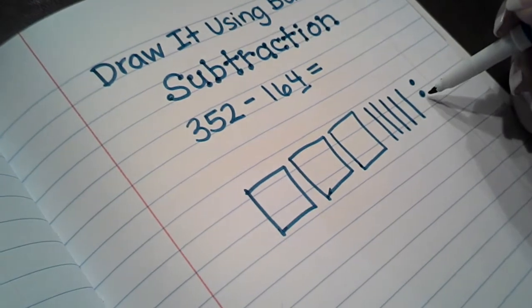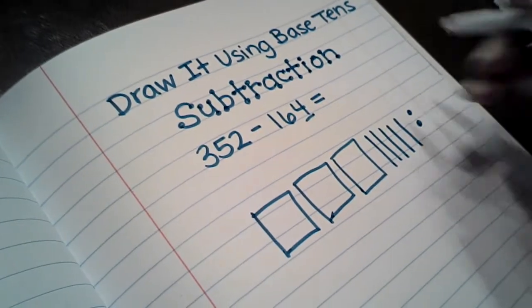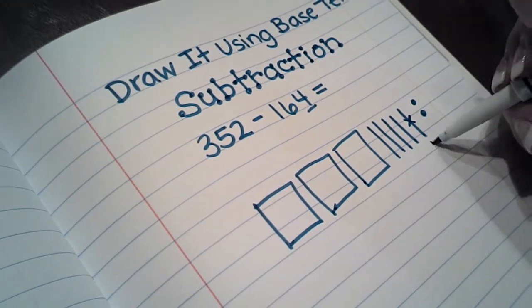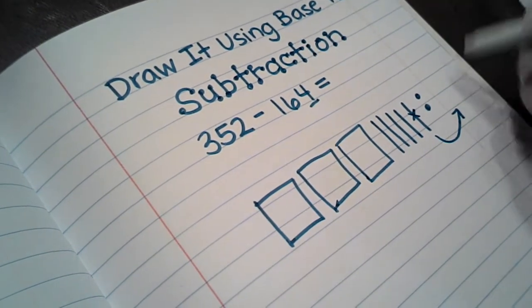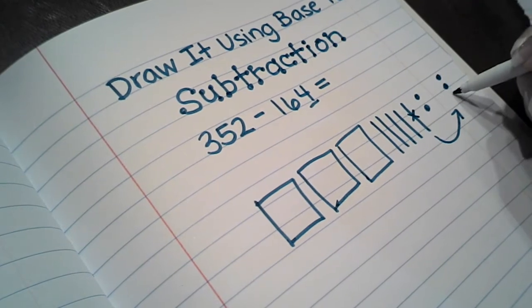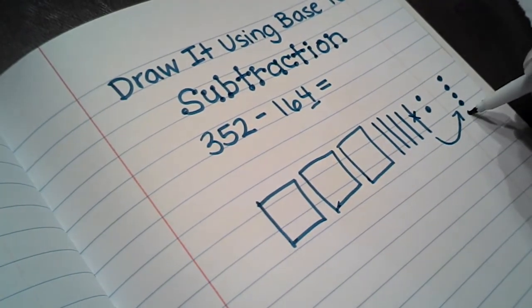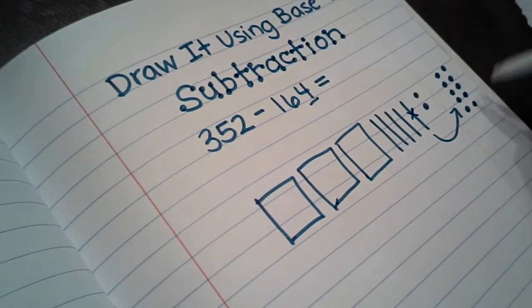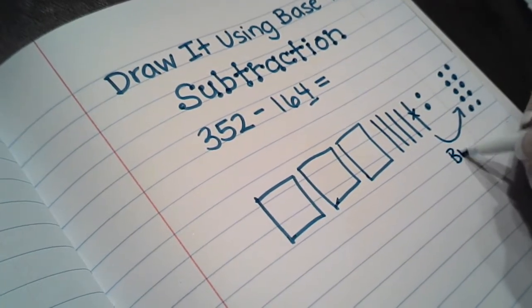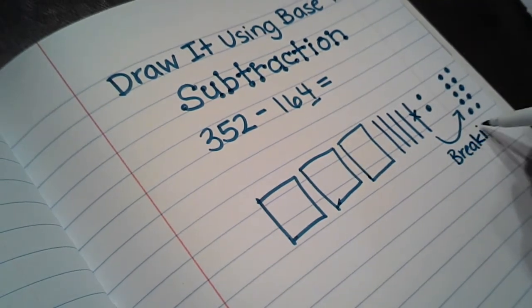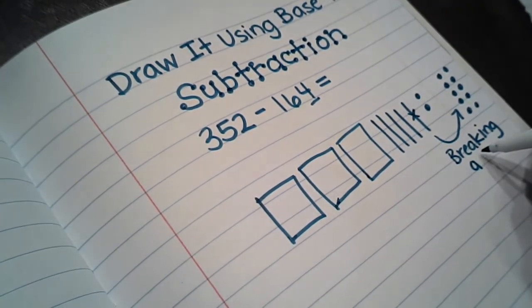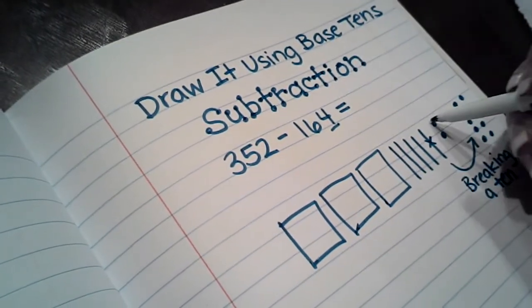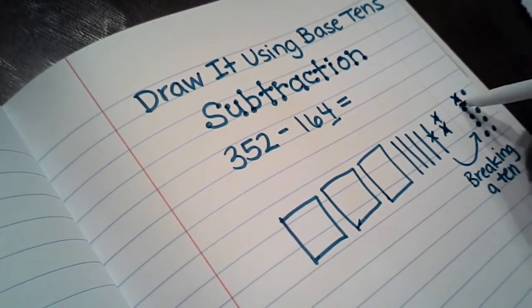There are only 2 here, so I'm going to have to break a 10 into 10 units. So I'm going to show that by crossing it out and drawing an arrow to where I draw my group of 10 units that I'm breaking this 10 into. I'm not subtracting here, I'm only breaking a 10. Okay, now I can cross off my 4 units to show that I'm subtracting them.